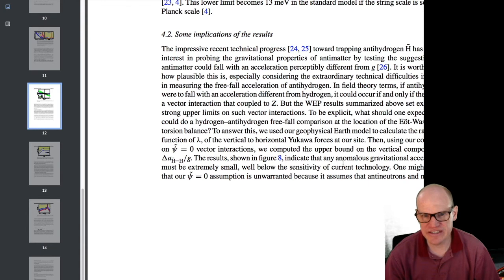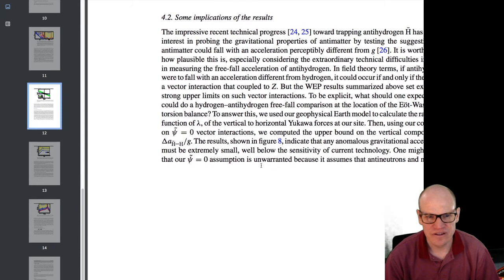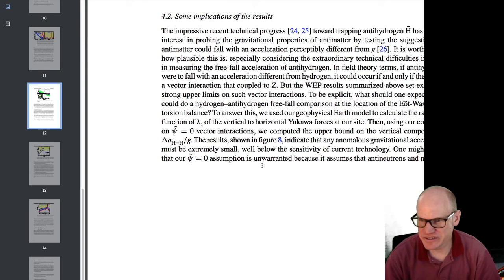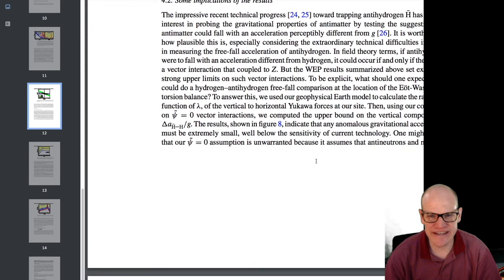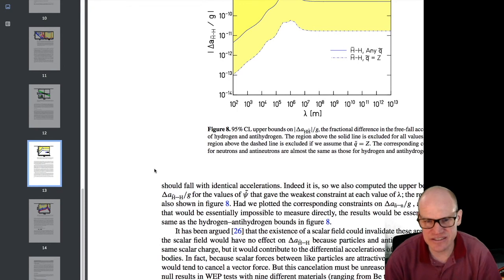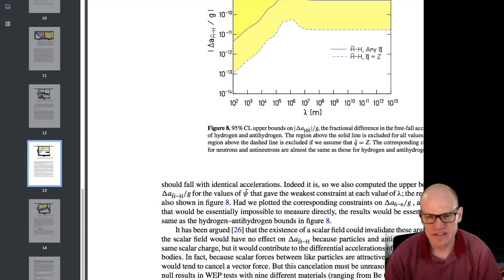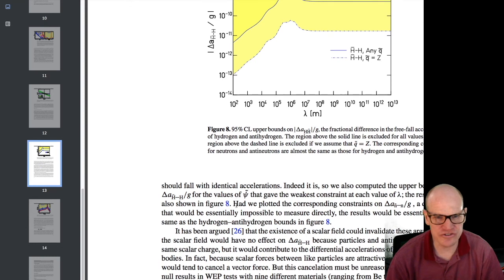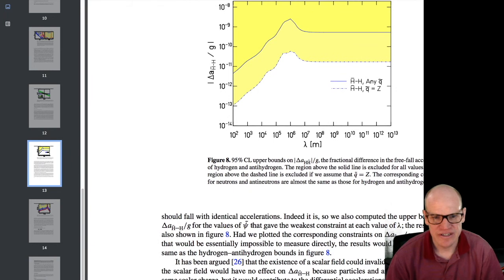The results shown in figure 8 indicate that any anomalous gravitational acceleration must be extremely small, well below the sensitivity of current technology, aside from the torsion pendulum technology. One might object that our assumption is unwarranted because it assumes that antineutrons and neutrons should fall with identical accelerations. Indeed, it is. So we computed the upper bound on this for the values that gave the weakest constraint at each value of lambda, each value of the length scale. The results are also shown in figure 8. So the weakest possible coupling that they can get is shown there.